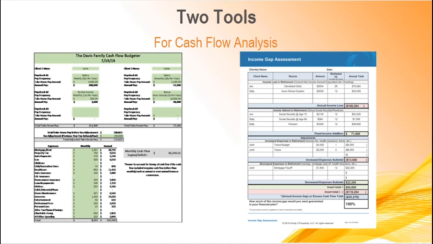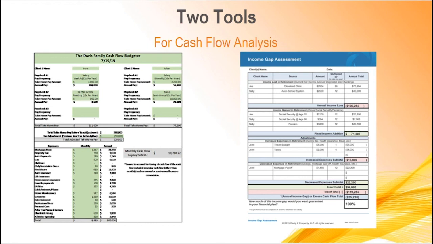So to recap, the step in the financial planning process where you're analyzing the client's cash flow, we've developed these two quick, easy tools: either the cash flow budgeter to get you to the point of how much of an income gap or an income surplus they're going to have each month and each year, or the income gap assessment, which is the quick, easy consumption tool to arrive at what their income gap will be in retirement and how much of that income they would want guaranteed.